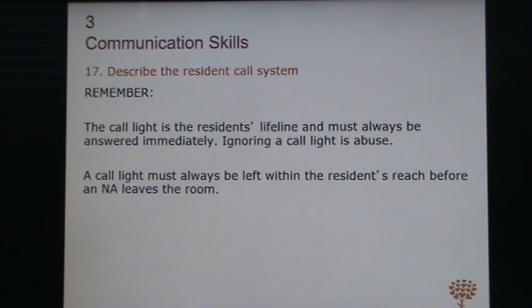Never ignore the call light. Even if it's not your resident, the resident belongs to everyone. Whether you're in maintenance or housekeeping or whoever, if you're passing by and the call light is on, you go in there and answer the light. They could just want a remote control. Maybe they need a glass of water. Something you can do, you do. But if they want to be changed or they want to go take a shower, you simply say, okay, I'm going to go get your CNA for you. Okay?